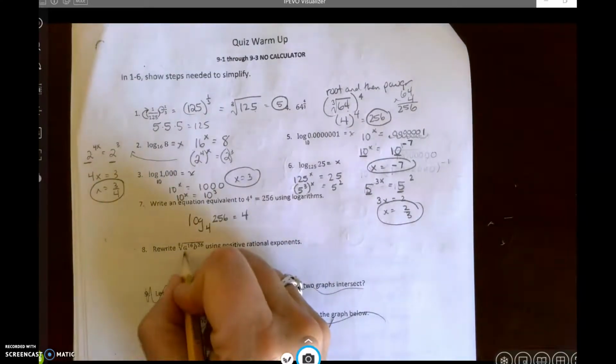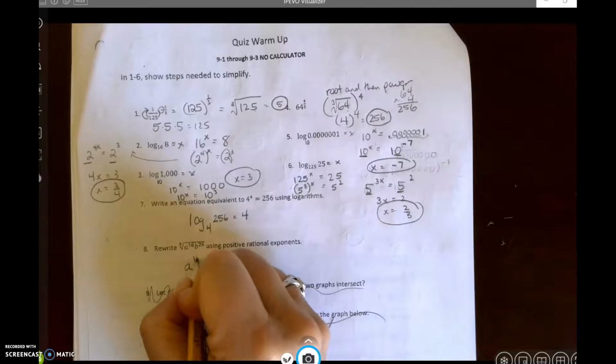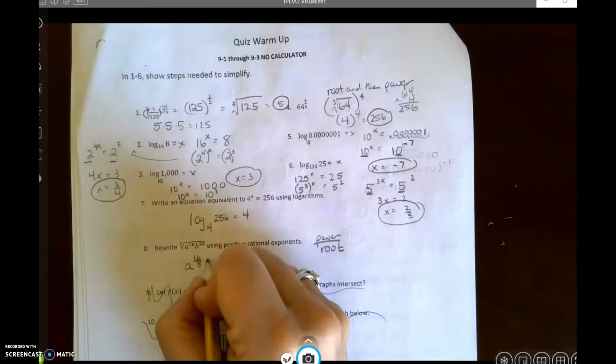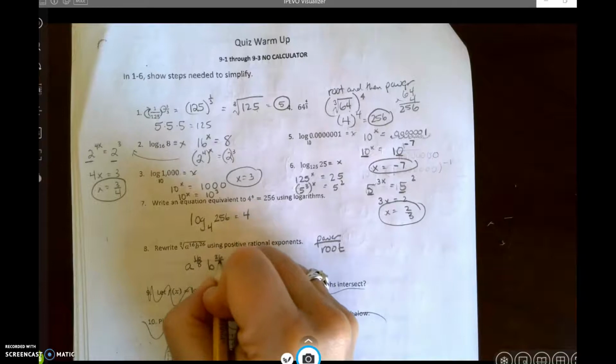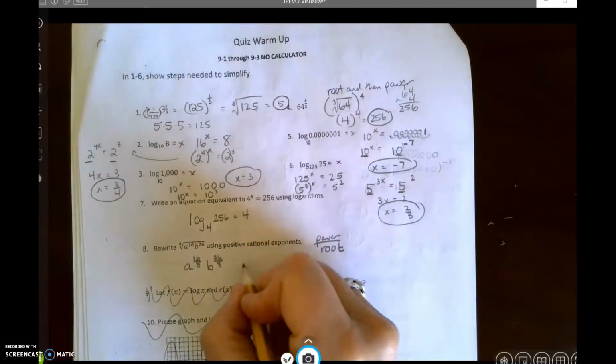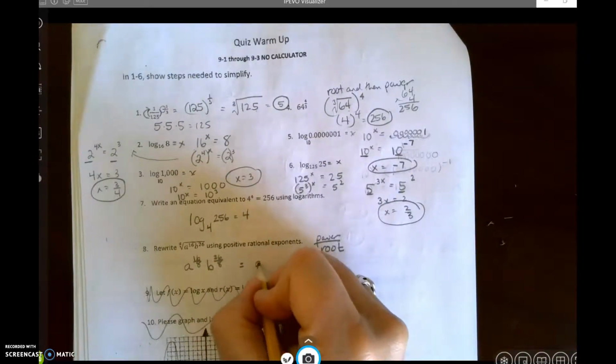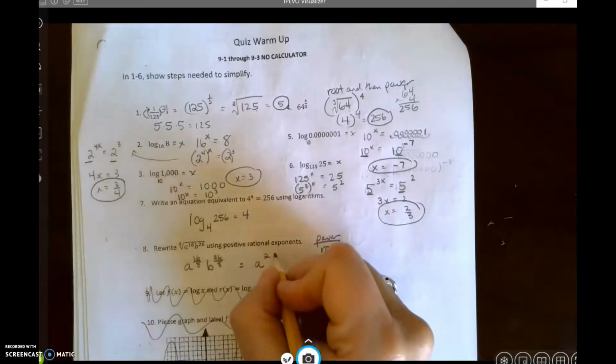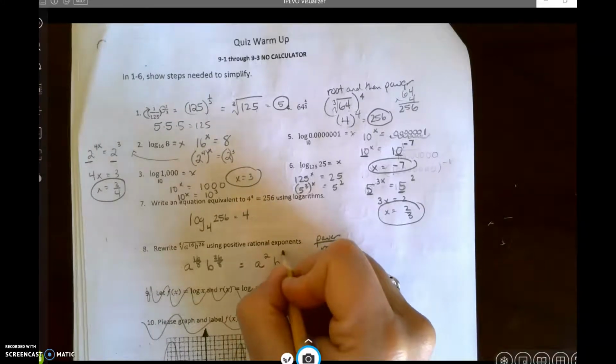All right, let's look at number 8. Let's write this using positive rational exponents. We would have a to the 16/8, because remember, it's always power over root. B to the 26/8. And of course, I need to reduce my fractions. 16 over 8 is 2. 26 over 8 would simplify to 13/4. And that's it.